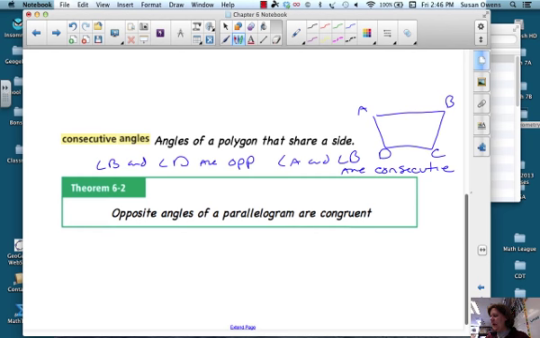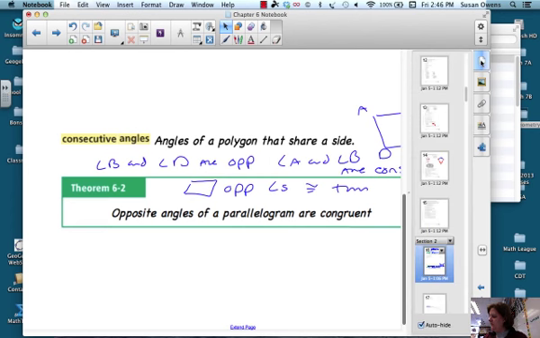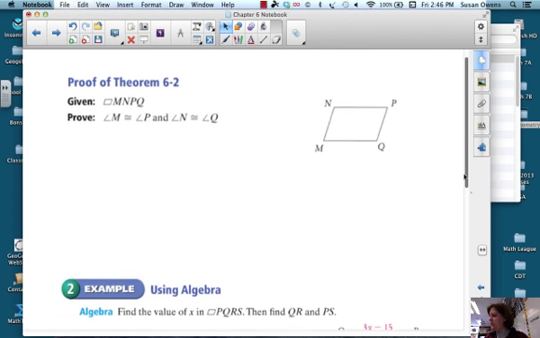Okay, the next theorem we have is opposite angles of a parallelogram are congruent. So this one is parallelogram, opposite angles, congruent theorem. And again, I'll do this proof in class.